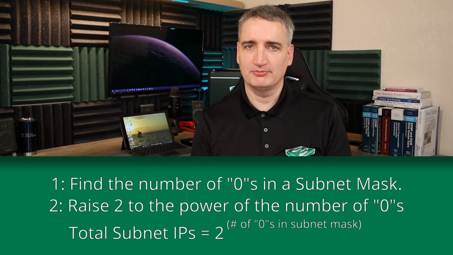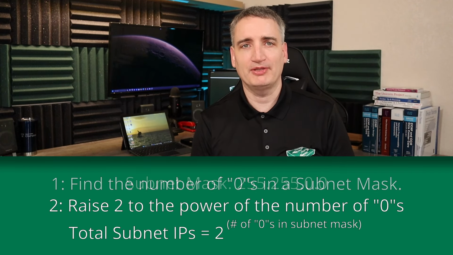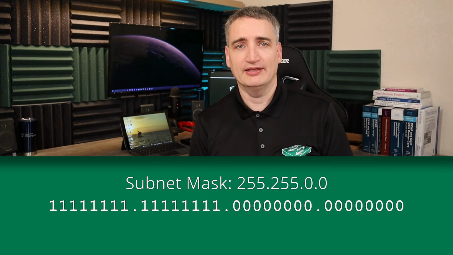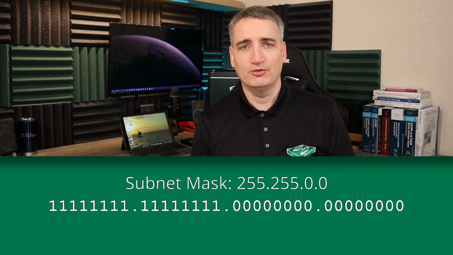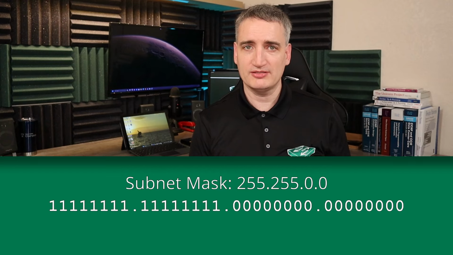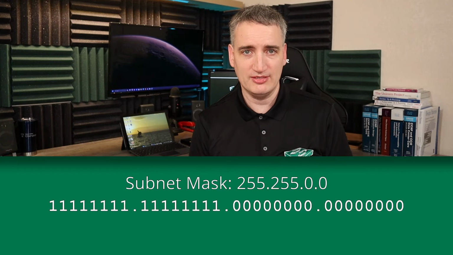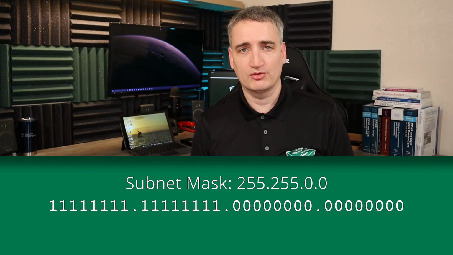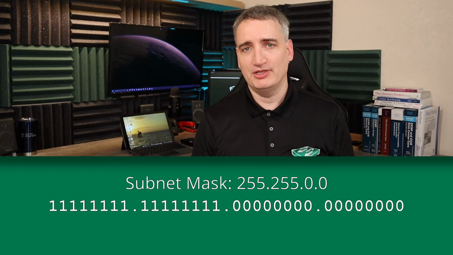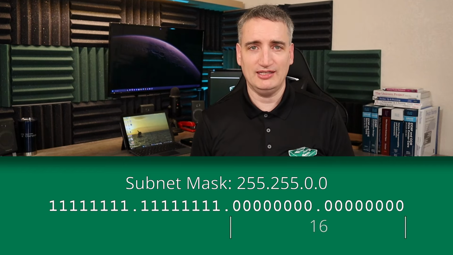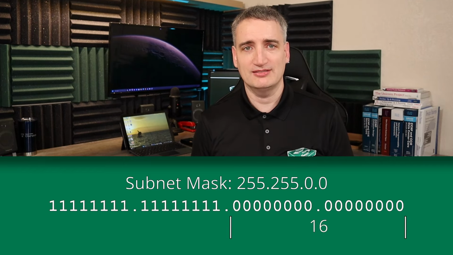So for a simple one here, a subnet mask of 255.255.0.0, in binary, it is going to look like this. The first octet is all ones, the second octet is all ones, the third octet is all zeros, and the fourth octet is all zeros. So this means we have 2 octets of all zeros, each octet is 8 bits, so we have 16 zeros.